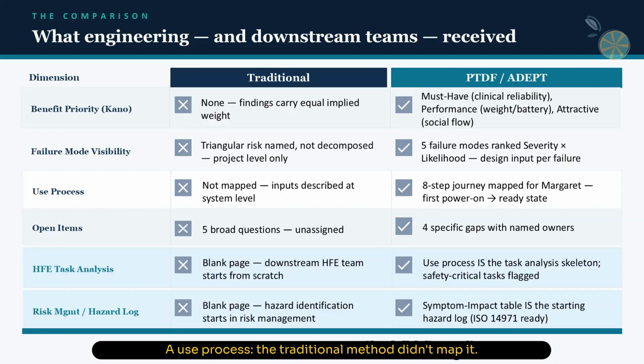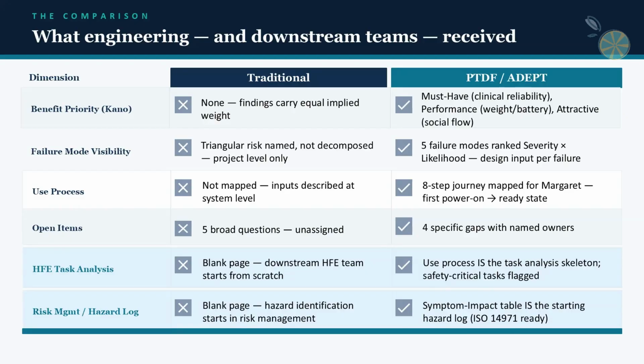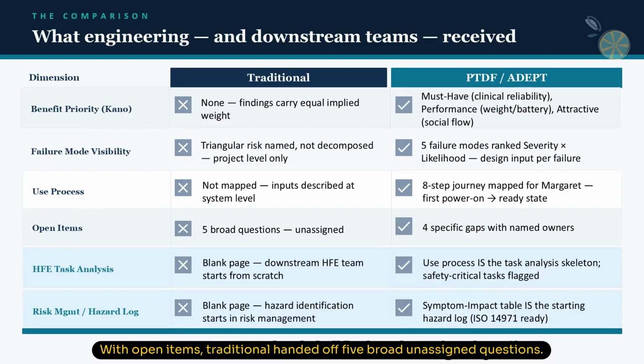A use process. The traditional method didn't map it. Pierce the Design Fog gave engineering an 8-step user journey with critical-to-quality ratings and specific architectural constraints already flagged, including the bag interface and the thermal dissipation constraint. With open items, traditional handed off 5 broad unassigned questions. Pierce the Design Fog handed off 4 specific gaps with named owners.